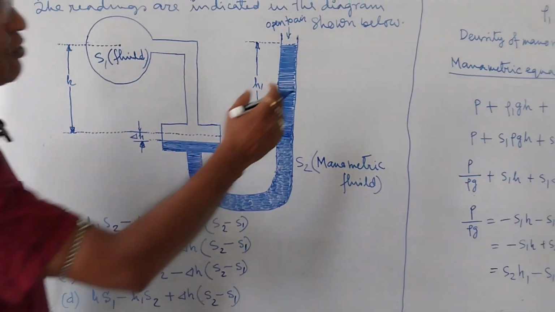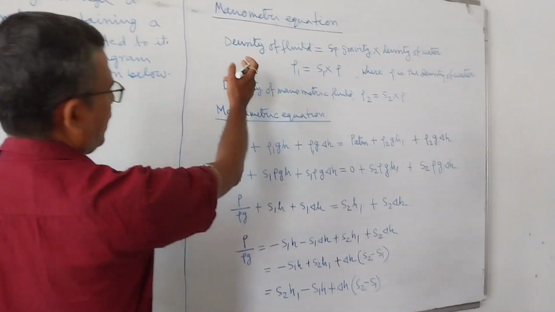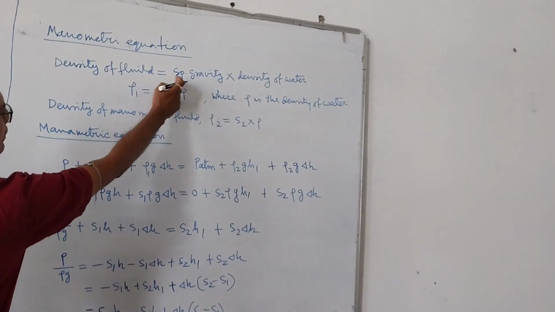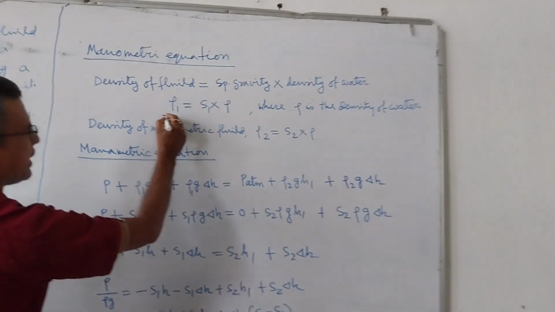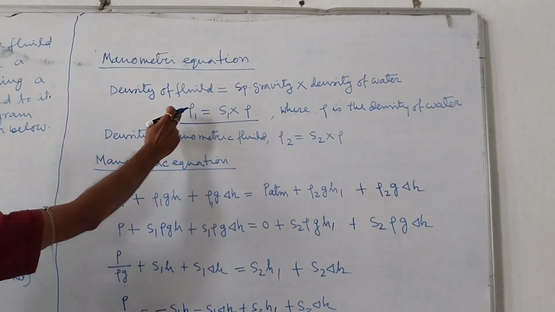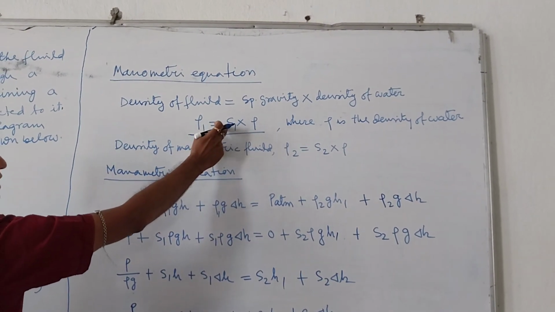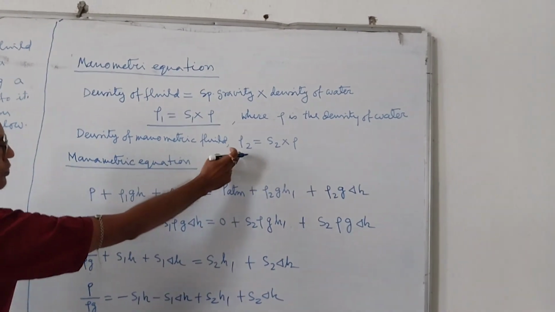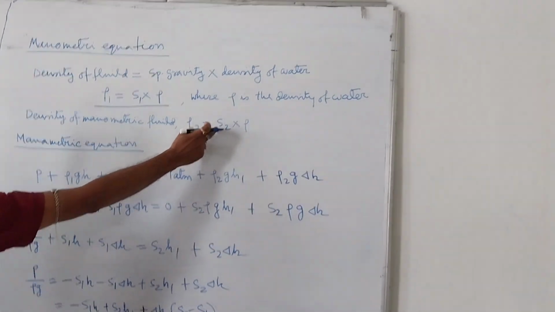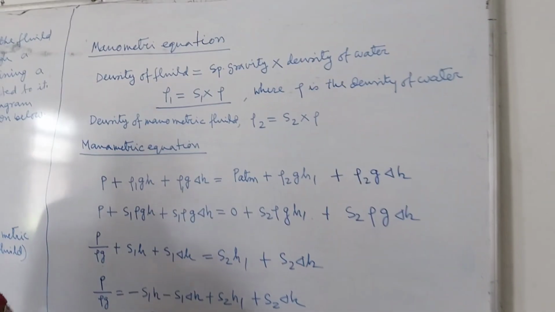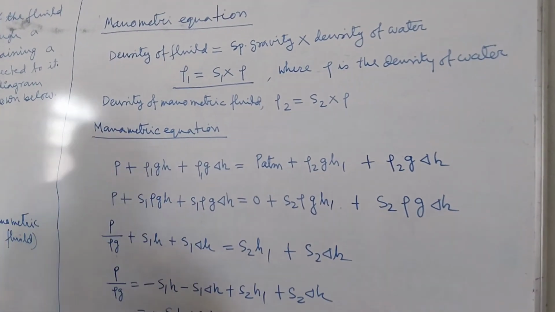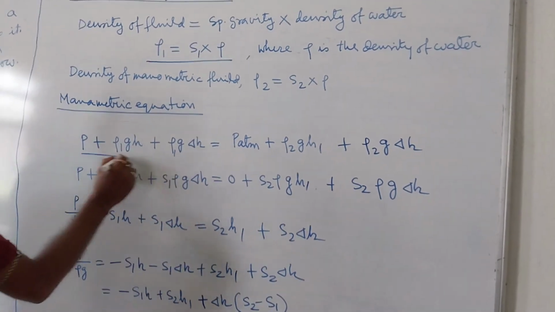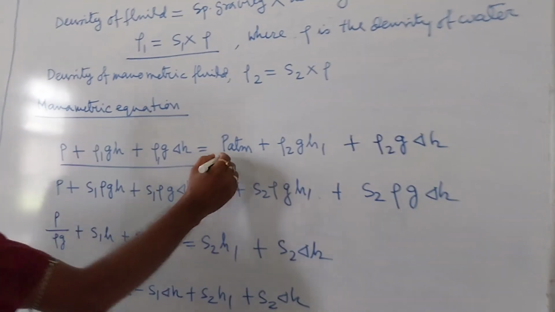Now there is a relation for finding the density of any fluid: the density of a fluid is equal to its specific gravity times the density of water. So the density of any fluid is equal to the specific gravity of that fluid times the density of water. So the density of the manometric fluid is ρ2, equal to the specific gravity of the manometric fluid times the density of water. Now we have to write the manometric equation, that means left hand side is equal to right hand side.